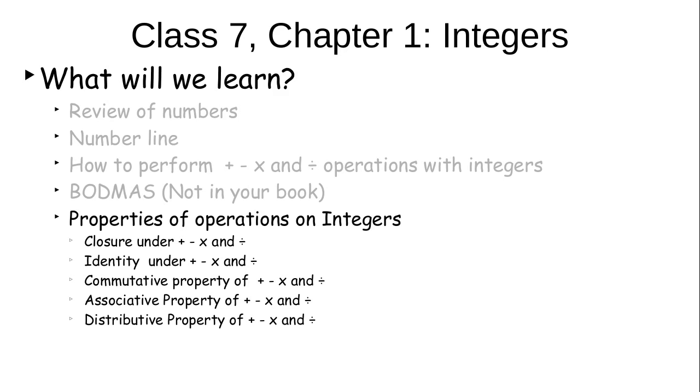We have now covered the review of numbers, the number line theory, how to perform addition, subtraction, multiplication and division operations with integers, and we've also covered BODMAS. Let us now look at the properties of operations on integers. Now we'll look at the closure, identity, commutative, associative and distributive properties of addition, subtraction, multiplication and division.